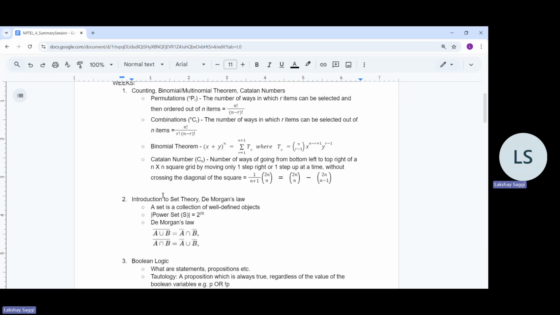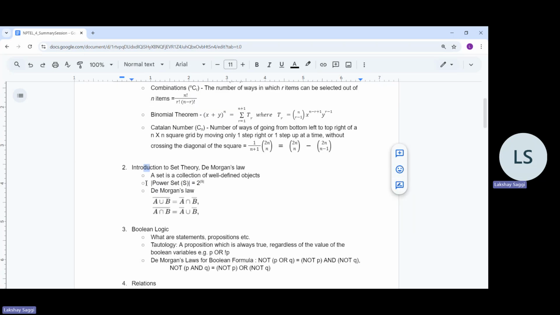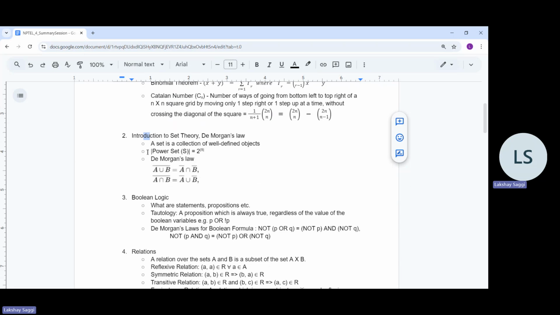And after this, in the second week, we discussed basically an introduction to set theory and De Morgan's laws. So what's a set? A set is just a collection of well-defined objects. And note that these objects can be sets themselves. Like a set can consist of objects where these objects are also sets. Well-defined objects just means any object. In that sense, sets are pretty cool.